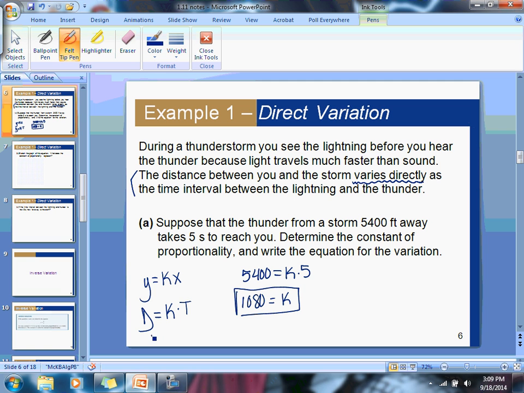So that means I'm going to take this equation that I had with all the variables, and I'm going to substitute k into it. So d equals 1,080 times t. So that's my equation for the variation. And that's the equation that I can use now for any thunderstorm. They tell me any time or any distance, and I can tell you the other time or the other distance. Okay? Now that I have that constant of proportionality, that direct variation constant, I'm going to be able to find the relationship between distance and time, no matter how far away the storm is or how long the lightning took to get to us.